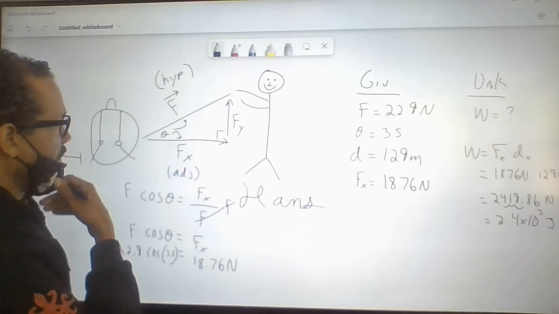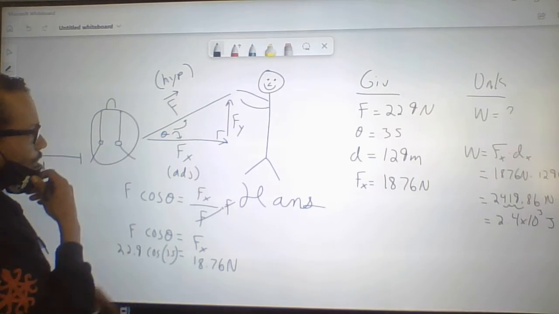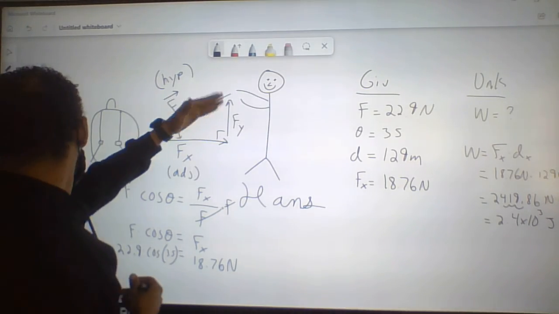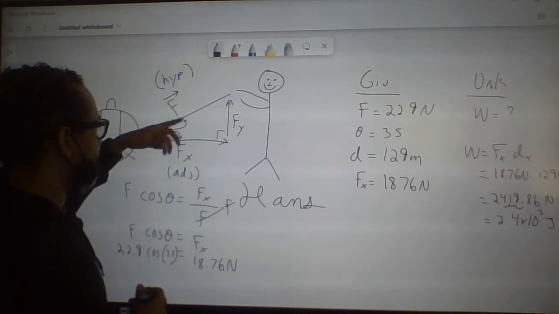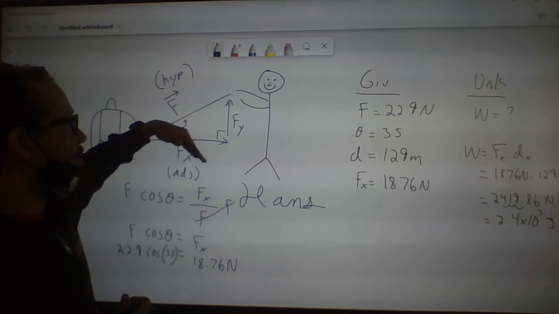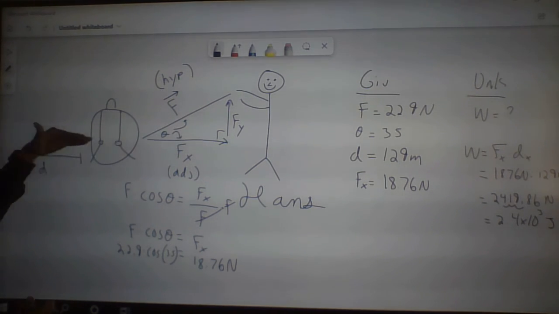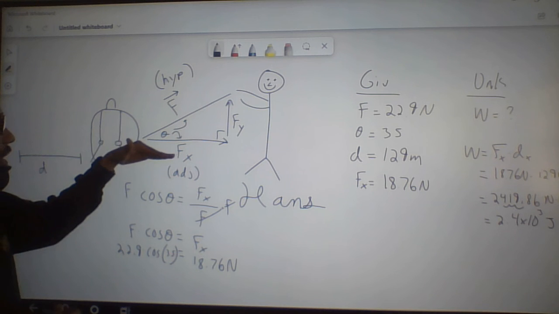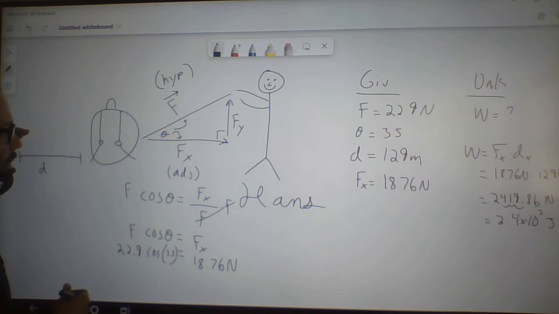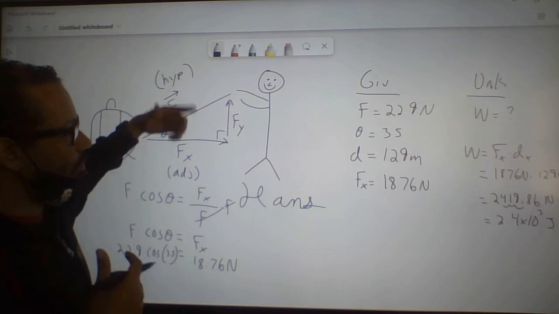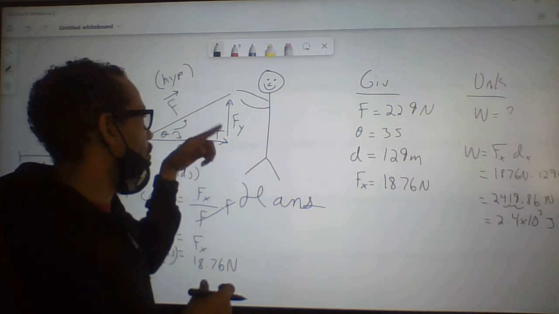All right, so if we have something that's being pulled at an angle, we need to separate that into its x and y components. Once we separate it into its x and y components, then we can look at work or power separately in the x direction. If something's moving up or down, we can look at it in the y direction.